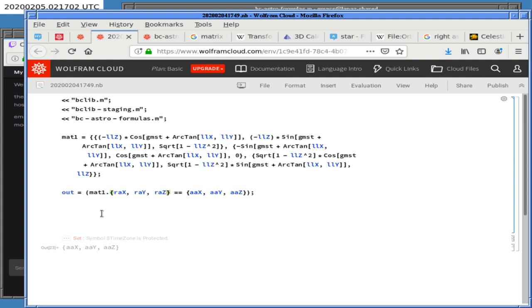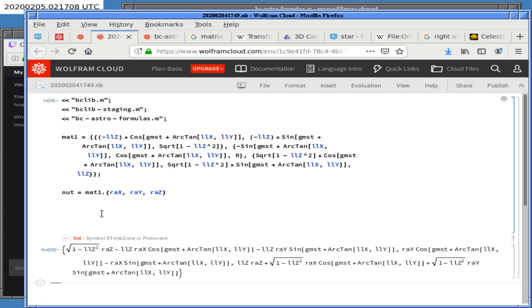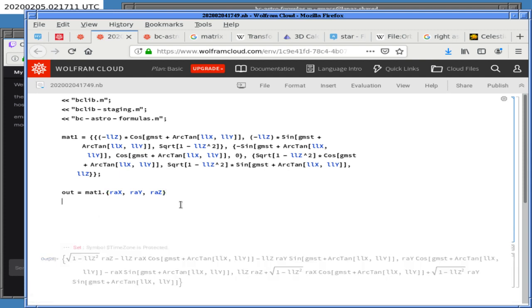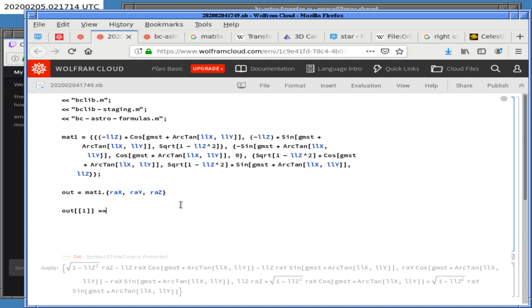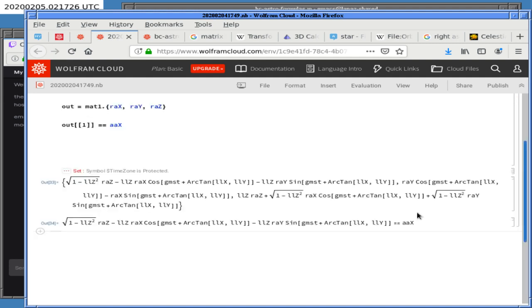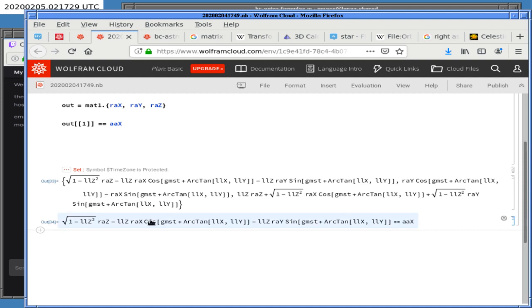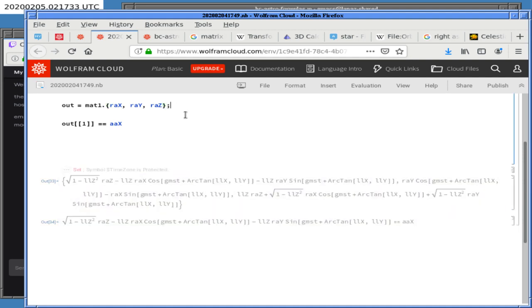So this is just the output of this matrix multiplication, which is ugly. Okay. But we can now say that out one equals AAX. That is one of our relations. Oh yeah, this is a much easier relationship that we want. So we can call that rel one. Rel two is equal to out two equal AAY, and rel three, if I can get it correct.